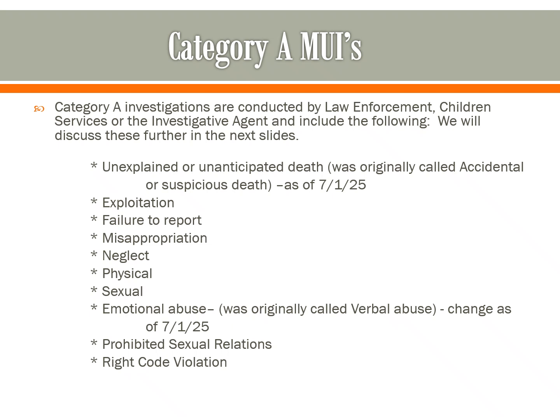First, we will discuss Category A MUIs. These are investigations that are conducted by law enforcement or children's services or the investigative agent and include the following: unexplained and unanticipated death, which was originally called accidental or suspicious death, but the title will be changing as of 7/1/25. Exploitation, failure to report, misappropriation, neglect, physical abuse, sexual abuse, emotional abuse, and that was originally called verbal abuse. Again, that is changing on 7/1/25. Prohibited sexual relations and rights code violation.